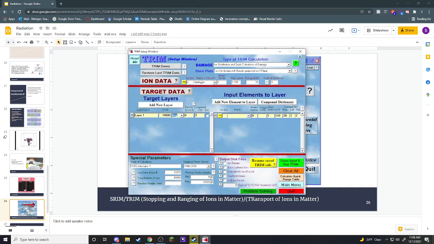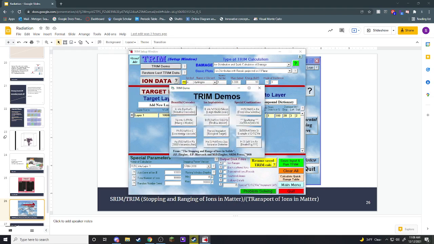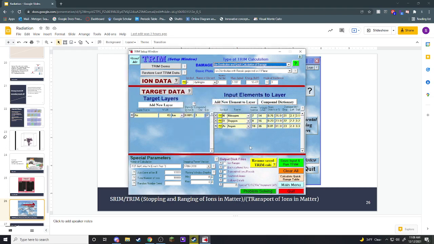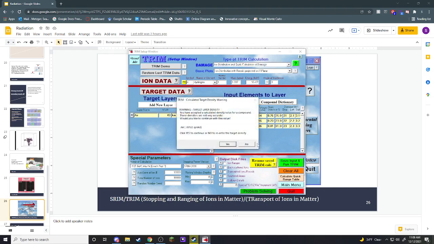So you can add what you're shooting. Right now it's hydrogen. We have our mass, energy, 10 keV, and you can choose what you're going to be depositing that into. I'm not going to mess around with this too much. I'm just going to do a few of the demos. So we'll start with something called a death ray. We'll go ahead and see how this looks.